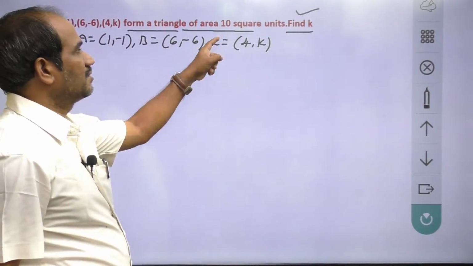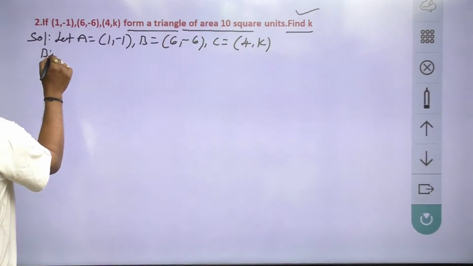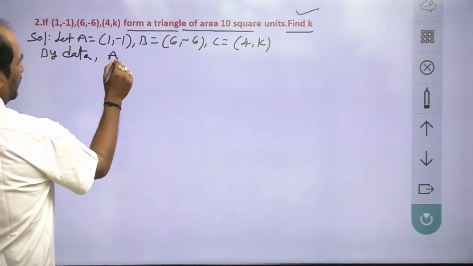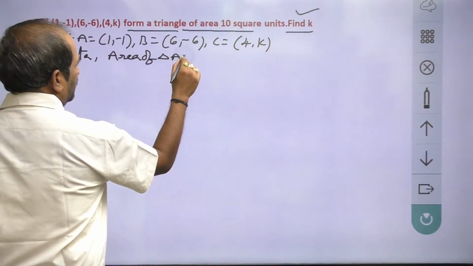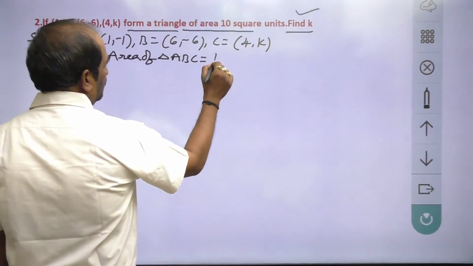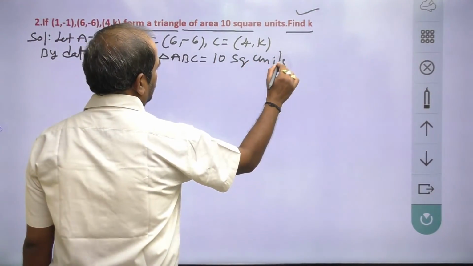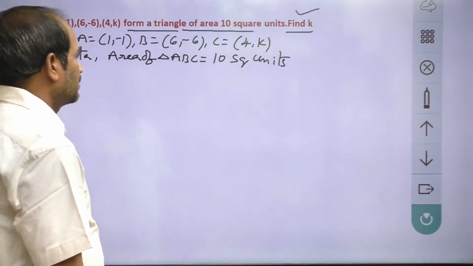In the given data, the area of triangle ABC is 10 square units.